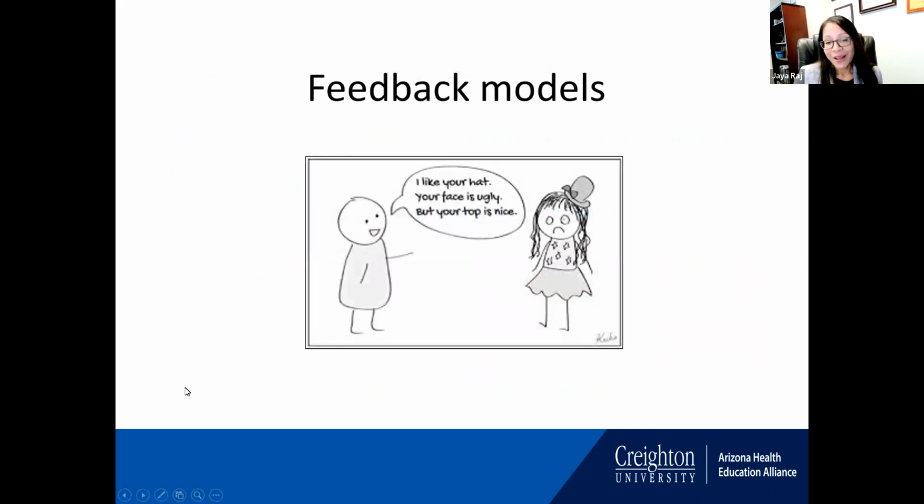So let's talk about some feedback models. You all know about or have heard about the feedback sandwich, right? And so I'm going to ask for some interaction here. The feedback sandwich is nicely illustrated in this cartoon. This is where you give a compliment and then a criticism and then a compliment. But what is wrong with the feedback sandwich? Tell me, what's the matter with giving somebody feedback in this particular way? You can use the cartoon or you can use a different example.